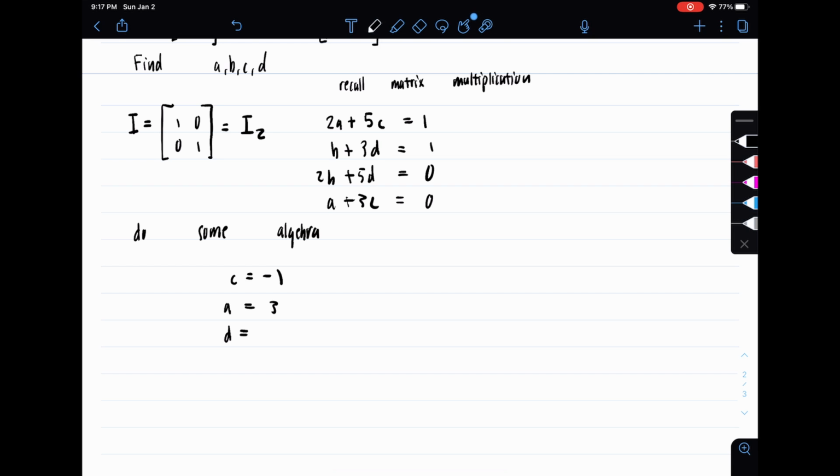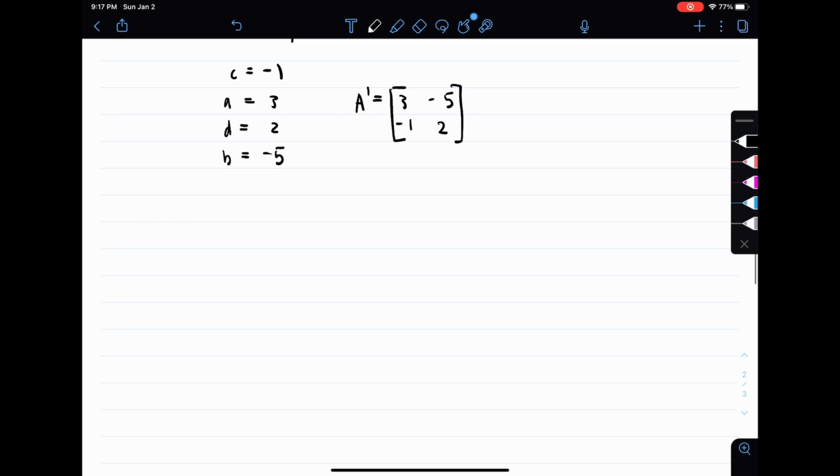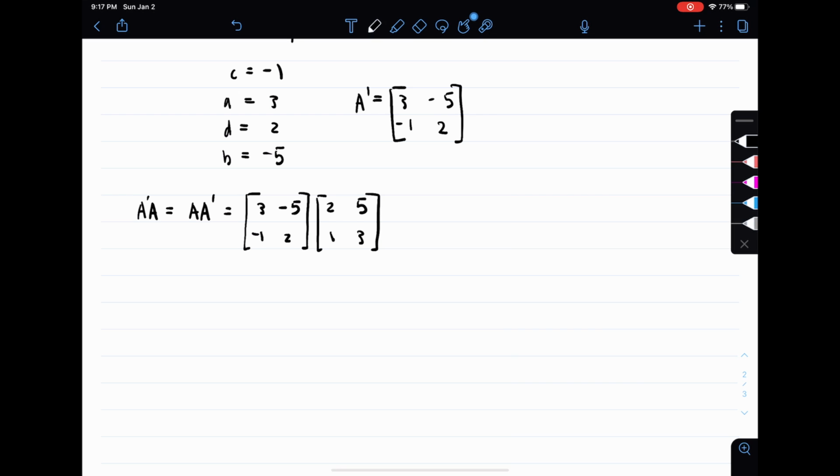Now, after doing some algebra, you'll see that c equals -1, a equals 3, d equals 2, and b equals -5. Then a prime, if we plug the numbers in, is 3, -5, -1, and 2. Now, just by doing some multiplication, it is pretty easy for us to see that multiplying these two together, both ways, will give us the identity matrix.